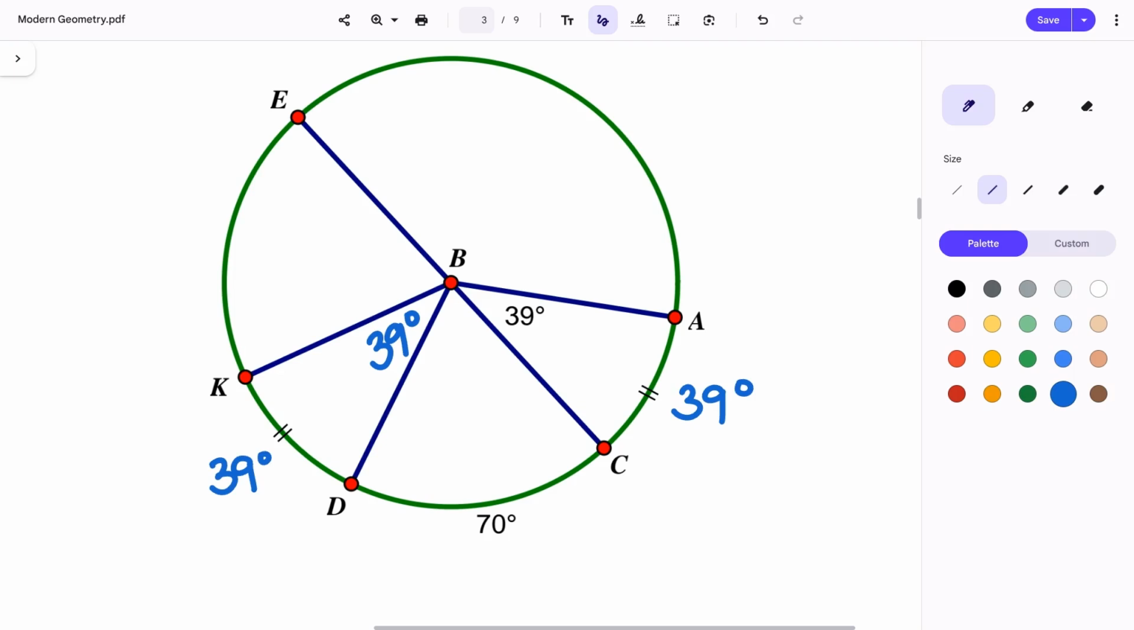And how'd you get that? Because E to C is 180, so 180 subtracted by 39 is 141. Good. What he said there is he knows the diameter's in there, so that's 180 from E to C. He just took away the 39 from the 180 to get that 141. Great. What else do you guys know?